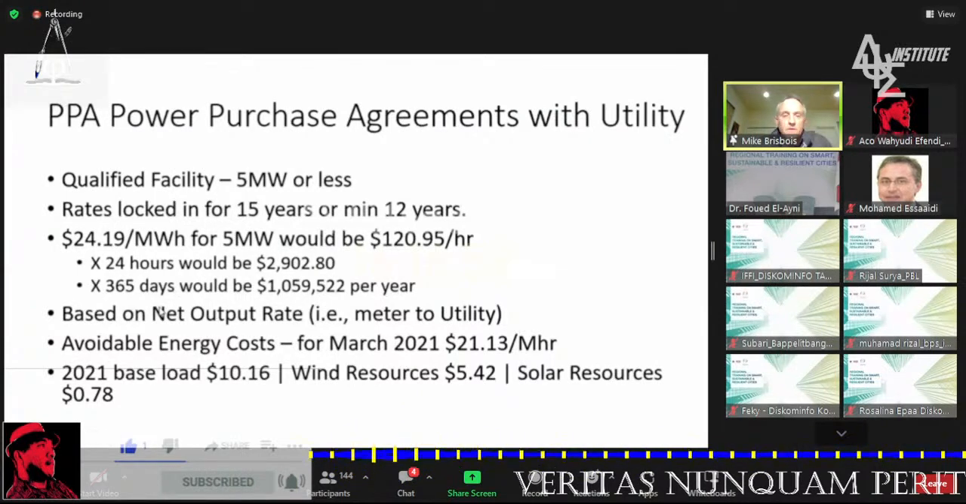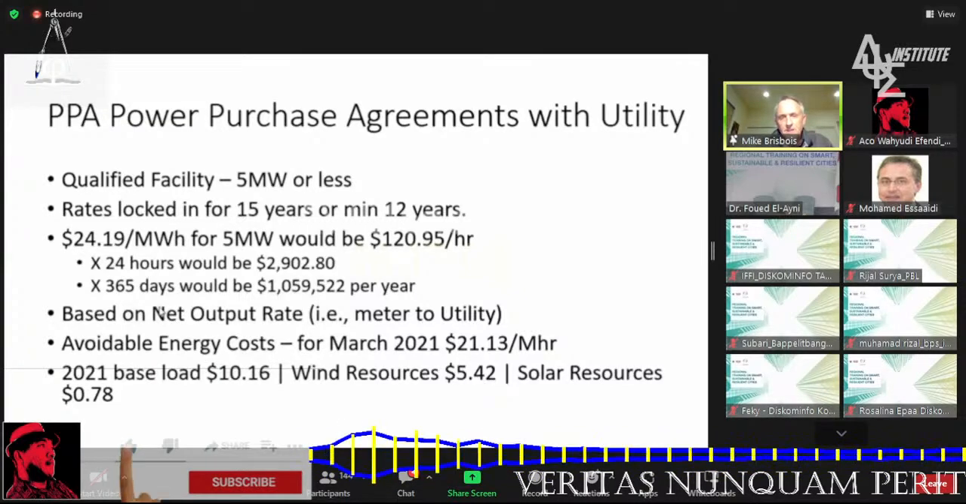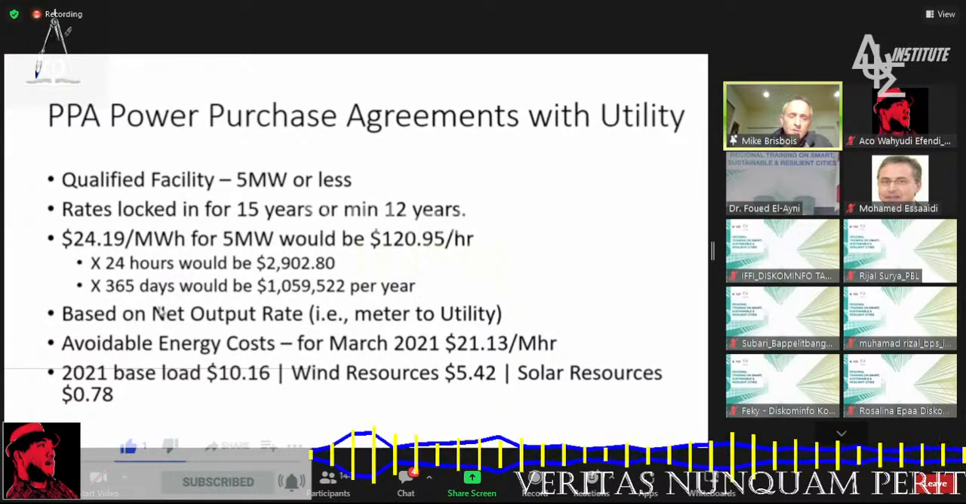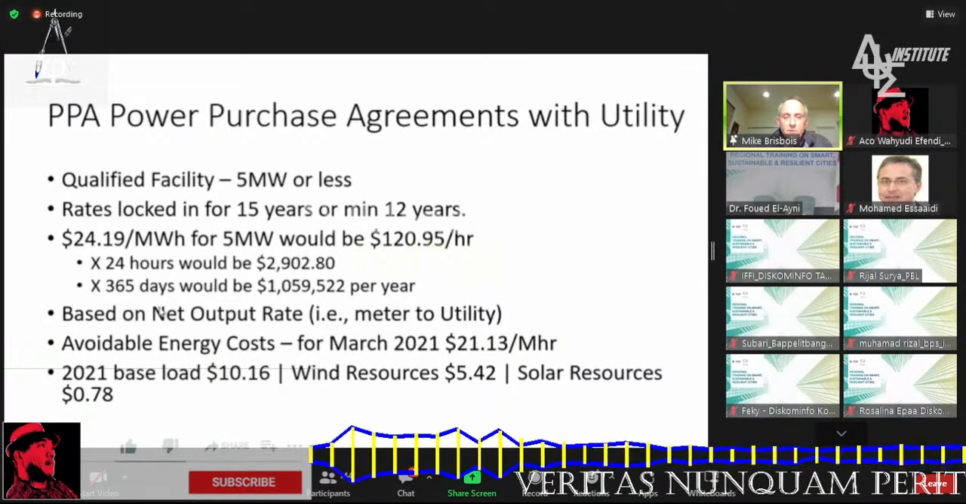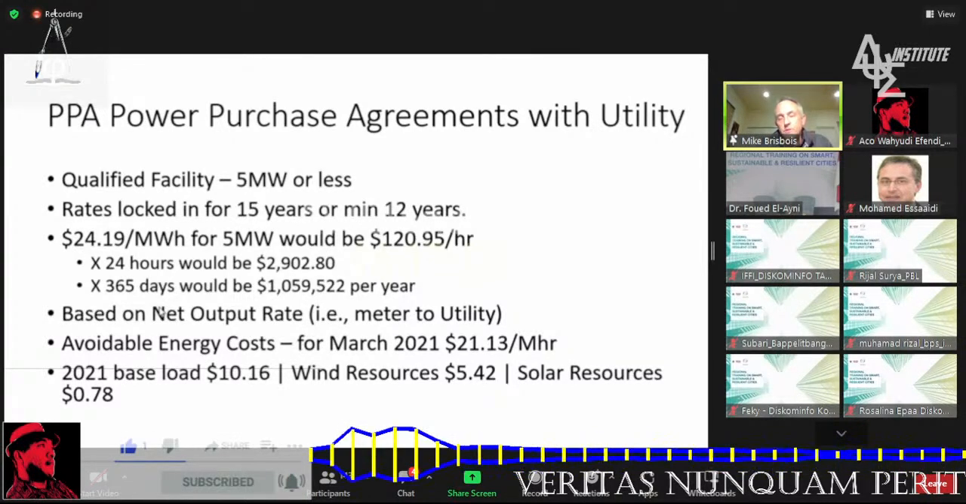So basically, a power purchase agreement. We work with qualified facilities, typically 5 megawatts or less. The rates are locked in for 15 years or a minimum of 12 years at a certain rate, a certain amount of hours, and then we amortize it over the life of the asset. And then we work with the utilities, right, in the power purchase agreements with the utilities to make sure that we are able to sell the power back to them.